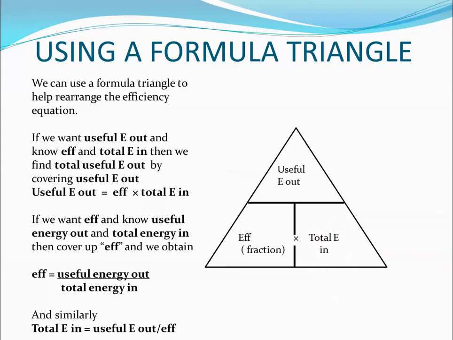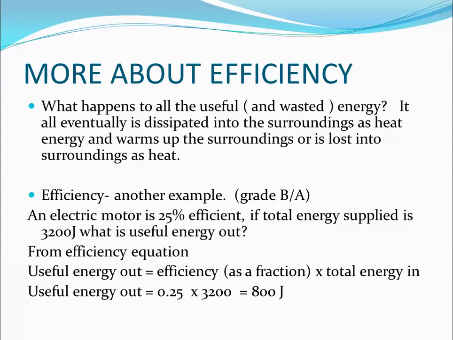Right, we'll do some examples of that, and we'll see what happens. So the first thing is, where does all the wasted energy go? Typical end of question, really. Usually a part B or D or something like that, and it all eventually is dissipated into the surroundings as heat and warms up the surroundings, or is lost into the surroundings as heat. So it's a useful 1 marker.